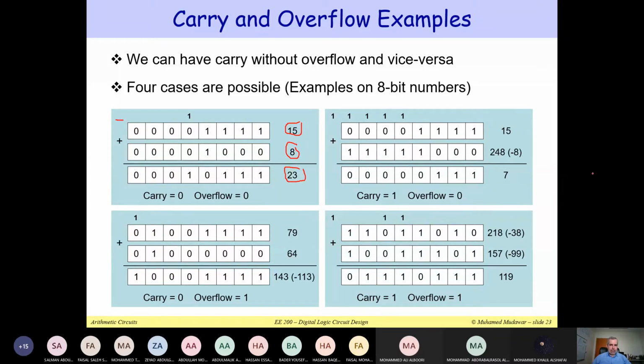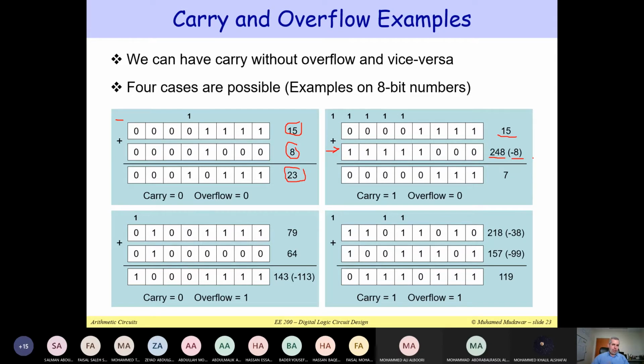In the second example, I have two numbers. Now the second number is interesting. This number here can be unsigned or it can be signed. If it is unsigned, it will be 248. If it is signed, it will be -8. So it can have two decimal values depending on how we interpret this number. We can say that this number is unsigned and its decimal value is 248, or we can say that this number is signed in the 2's complement representation and its decimal value is -8.